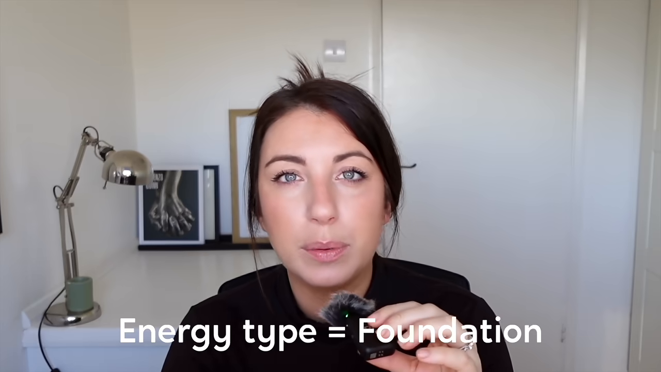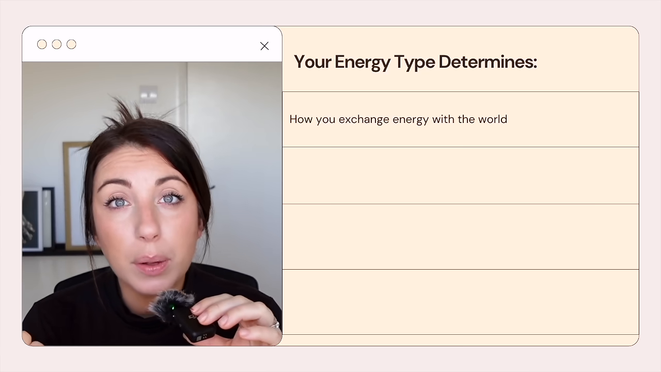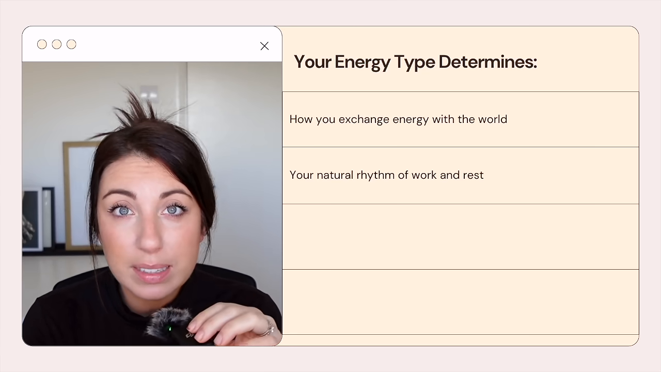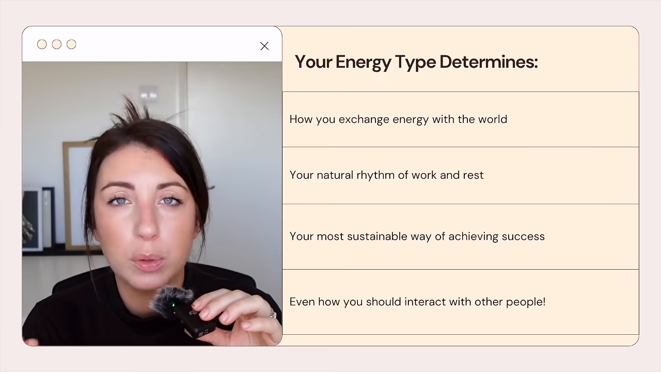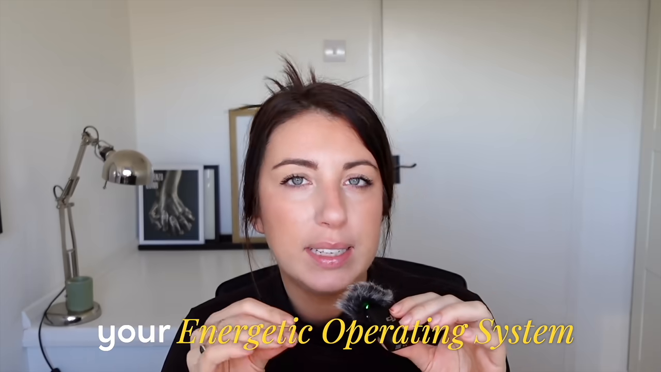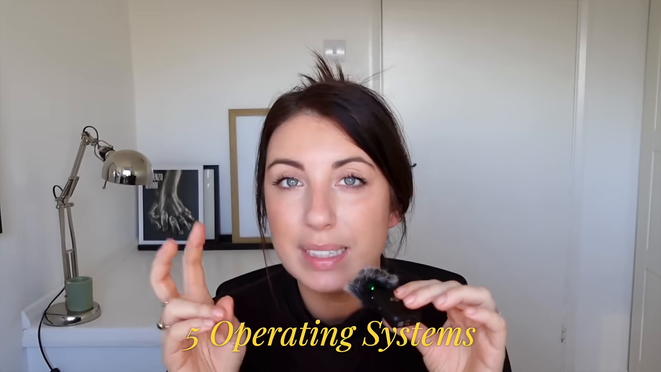It's your energetic foundation. It determines things like how you exchange energy with the world, your natural rhythm of work and rest, your most sustainable way of achieving success, and even how you should interact with other people. Think of it as your energetic operating system. There are 5 energy types in the human design system, so there are 5 different operating systems that you could be using. When you use the wrong system for you, it's almost like trying to run Windows software on a Mac. It's just not going to work.